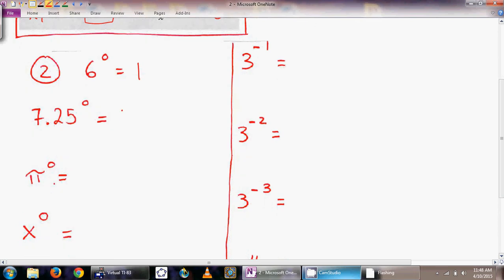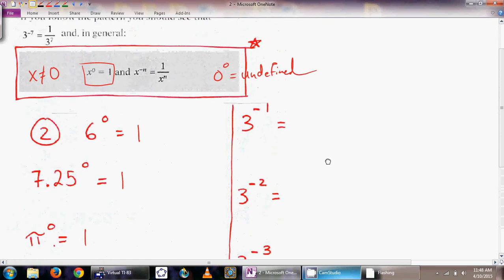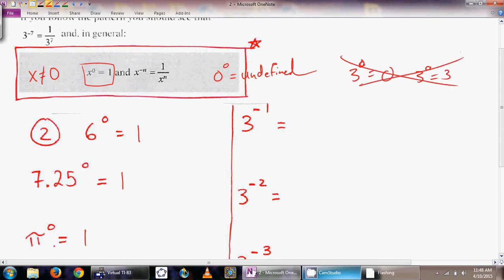7.25 raised to the 0, 1. Pi raised to 0, 1. x raised to 0, 1, with the condition x can't be 0. 1 million raised to the 0 power, 1. Doesn't matter. Anything raised to 0, so long as it's not 0 getting raised to 0, is going to be 1. So that's a trick they'll try to do. They want you to think 3 raised to the 0 is 0, or it's itself, 3, and this is garbage. This is basura, trash, okay? We're not going to be fooled by that.